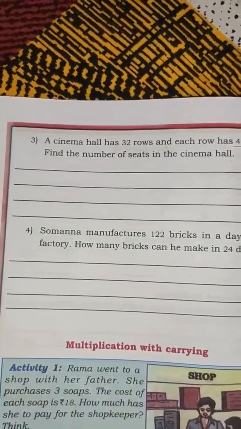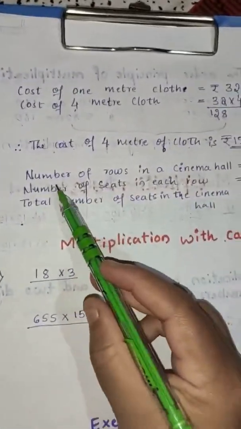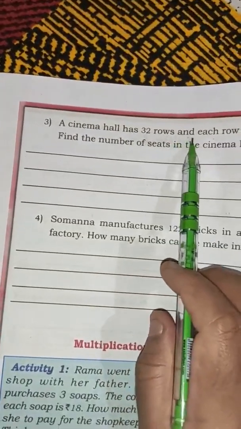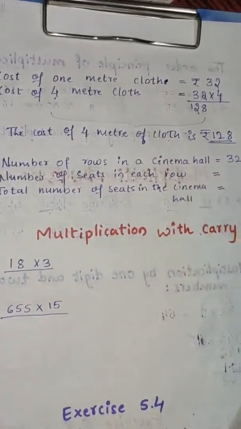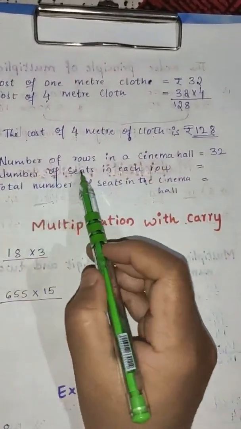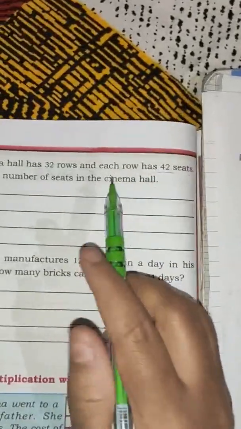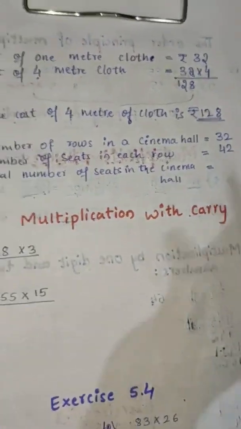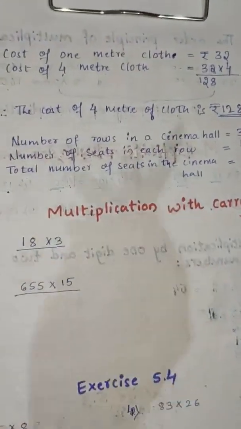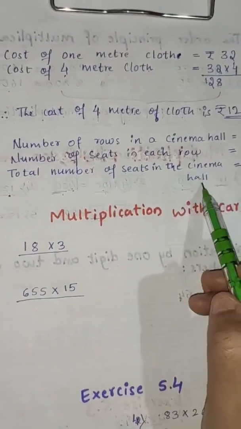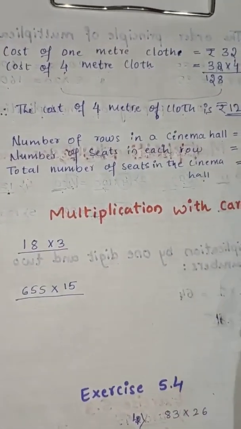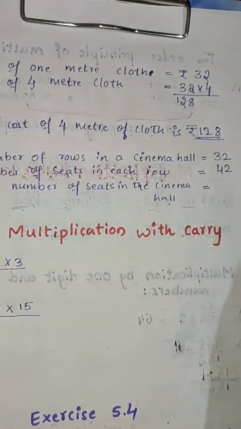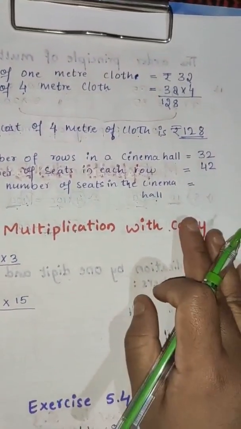Okay, so first we'll write the particulars. So first one, number of rows in a cinema hall. How much? It is 32. So we'll write here 32. Okay. Next, number of seats in each row. How many seats are there in each row? It is 42. So we'll write here 42. Now, total number of seats in the cinema hall. Now we have to find out the total number of seats in the cinema hall. Okay, first what do we have to do? Yes, we have to multiply it.